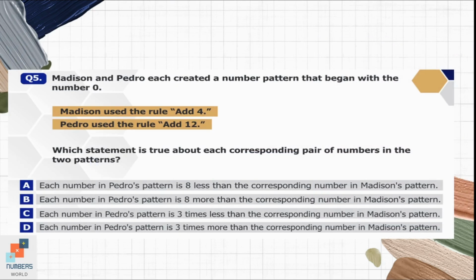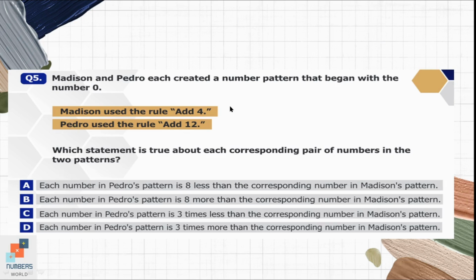Question number 5, Madison and Pedro each created a number pattern that began with the number 0. Madison used the rule add 4. Pedro used the rule add 12. Which statement is true about each corresponding pair of numbers in the two patterns?